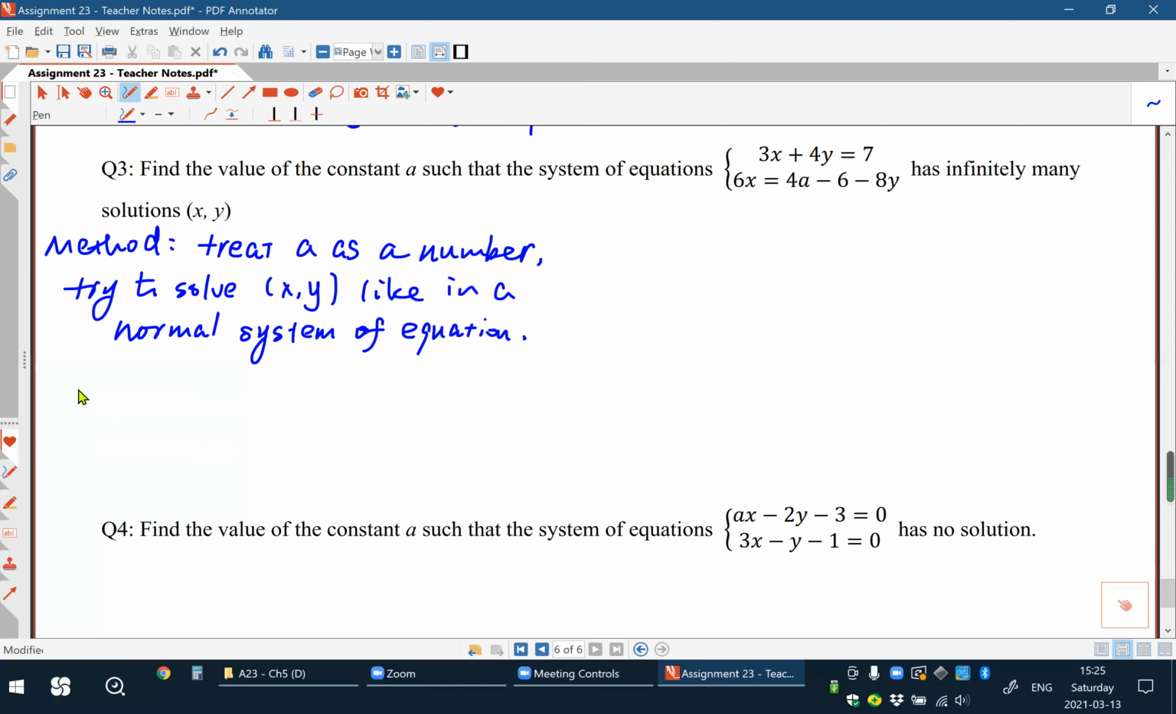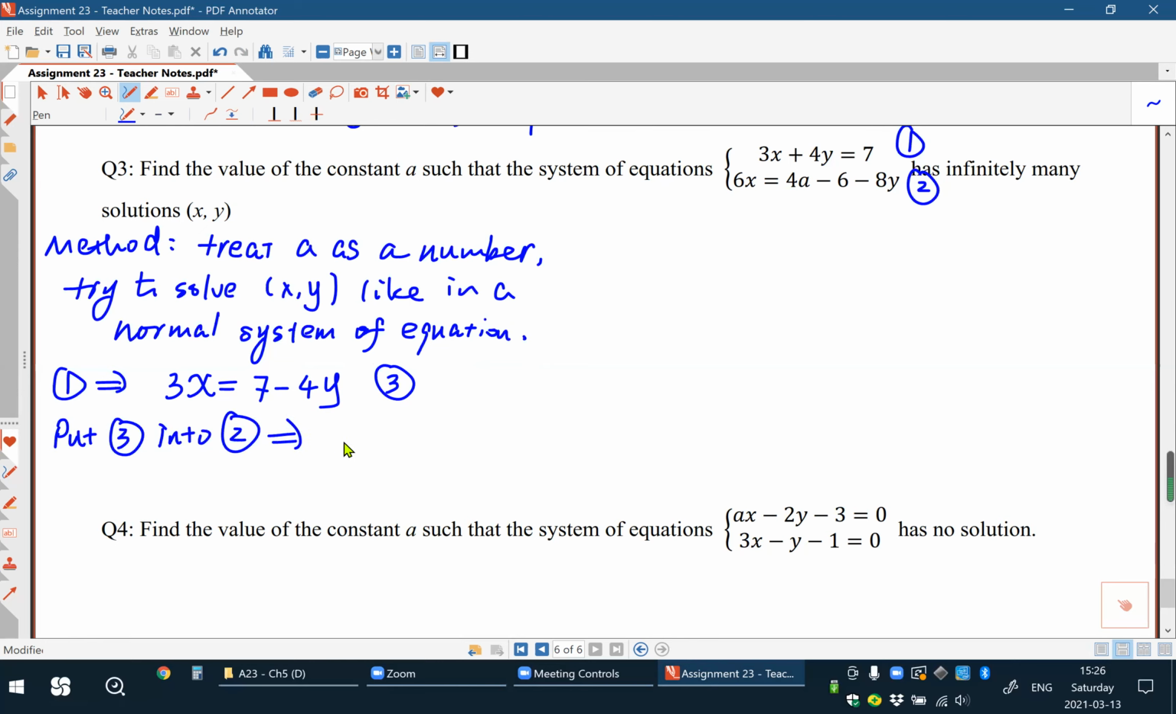So how do we do this? First of all, actually we can use the substitution method, right? From equation 1, we can solve x in terms of y, right? So 3x equals 7 minus 4y, and x is actually (7 minus 4y) over 3. Actually, we don't need to solve x here. We only need to solve 3x because 6x is twice 3x, right? So we can just put 3x into the second equation. Let's label this with 3. And then we can put 3 into equation number 2. And this will give you, note 6x is twice 3x, right? What is 3x here?